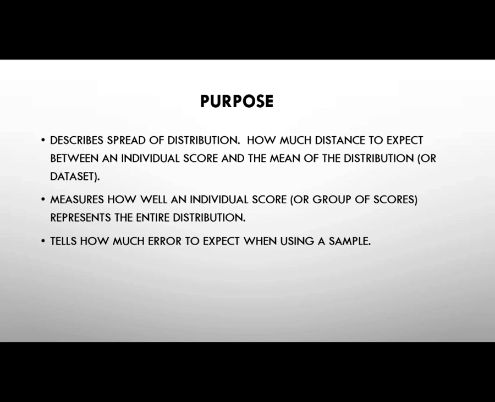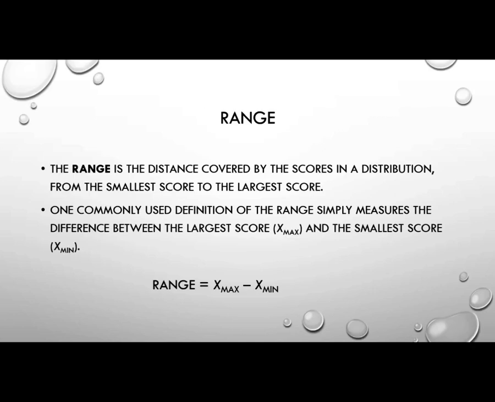And it tells us how much error to expect when using a sample. So the easiest one to do is the range. The range is the distance covered by the scores in a distribution, from the smallest score to the largest score.